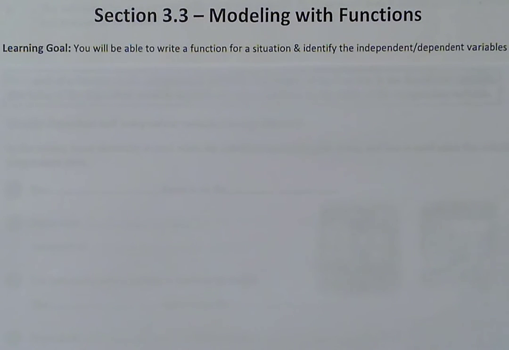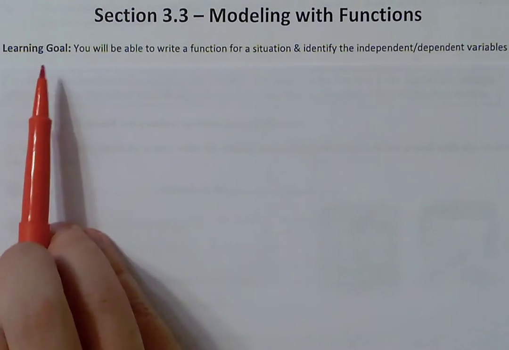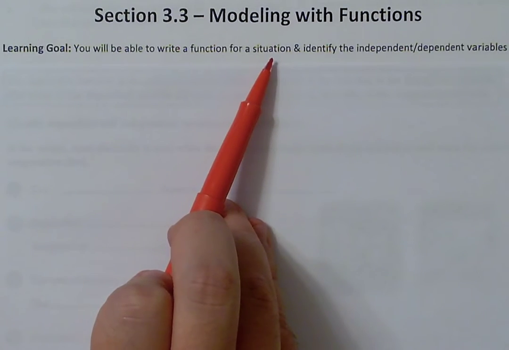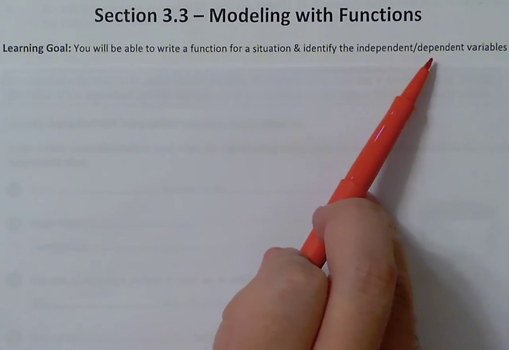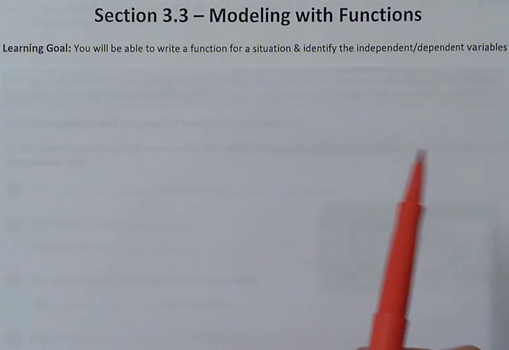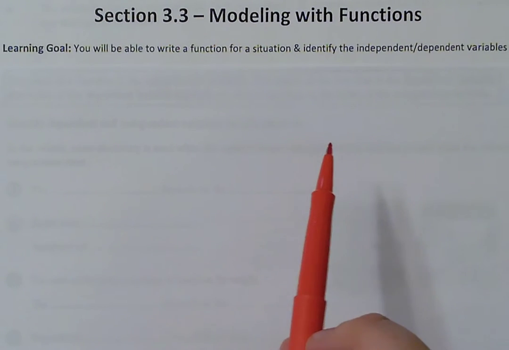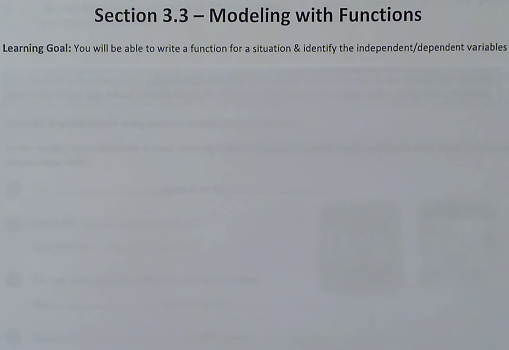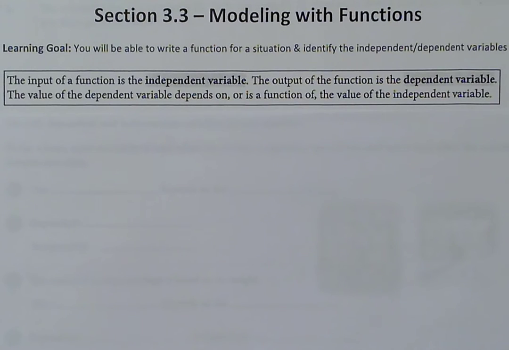For today's lesson, we're going to be taking a look at section 3.3, which is going to deal with modeling with functions. We have one learning goal: you will be able to write a function for a situation and identify the independent and dependent variables. Some problems are going to have us write functions, some are going to have us identify independent and dependent variables, and domain and range also is going to pop back in. So let's get off and rolling.